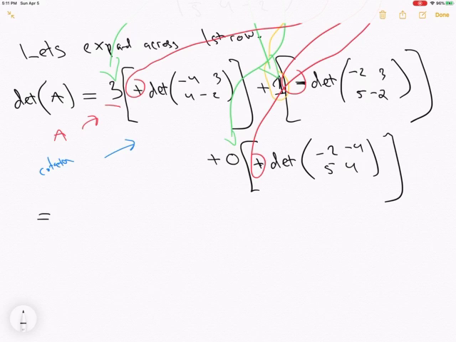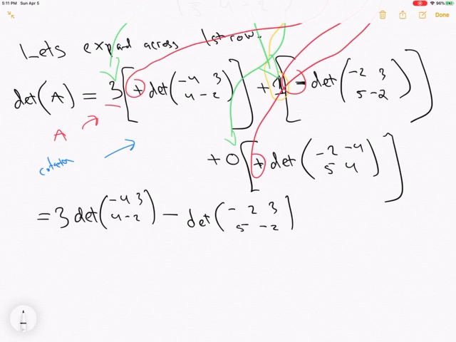So this is equal to 3 times, I'll just rewrite everything, times the determinant of minus 4, 3, 4, minus 2. And that becomes minus 1 times the determinant of minus 2, 3, 5, minus 2. Okay, now we'll just use the formula. So the 2 by 2 matrix, you basically just cross multiply.